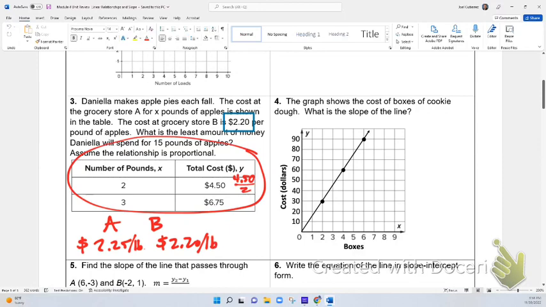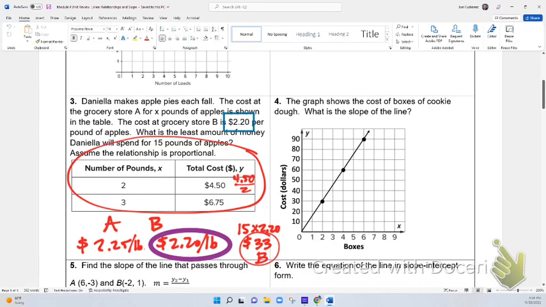So obviously, if you're going to have to buy 15 pounds of apples, you want to go to the store where they're going to charge you less. The store that charges you less is $2.20 per pound. So we're looking at this store, and they specifically want to know how much it will cost for 15 pounds. So if we do 15 pounds times $2.20, then it would cost us a total of $33 at store B. And that is your final answer.